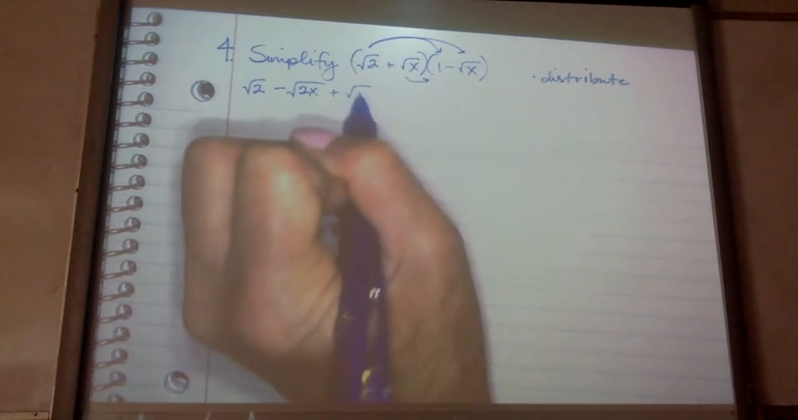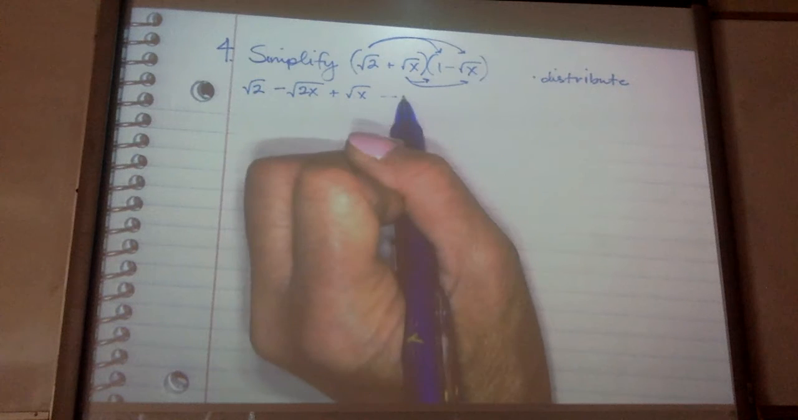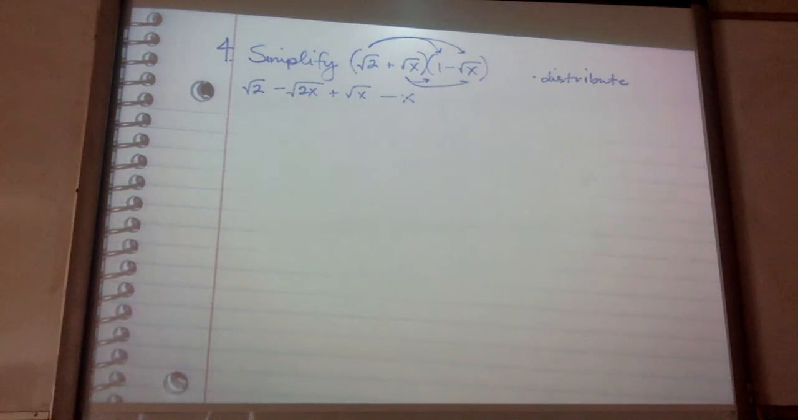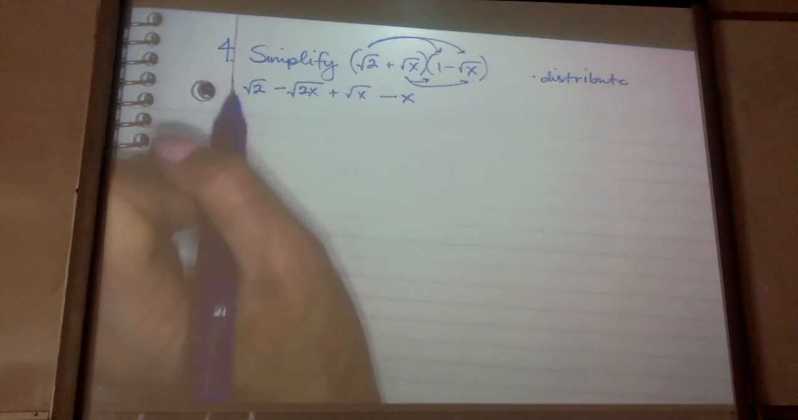Plus the square root of x. Square root of x times the negative square root of x is just negative x. Now, you can technically leave it that way because we're adding, we're not multiplying, so I don't have like bases. So this would be your answer.